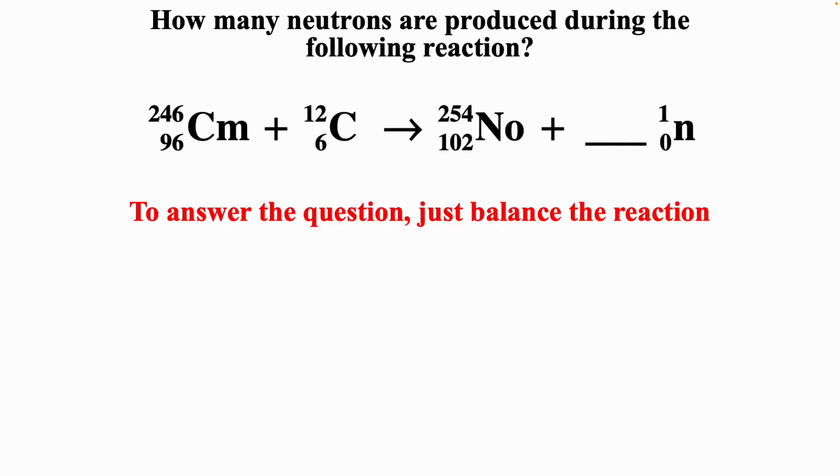How many neutrons are produced during this reaction? And so again, all we have to do is balance it. And so 246 plus 12 gives us 258. 258 minus 254 gives us 4. Notice that the charge in this case doesn't really matter because 96 plus 6 is 102. So we have 102. This is 0. And so for this one, there should be 4 neutrons.